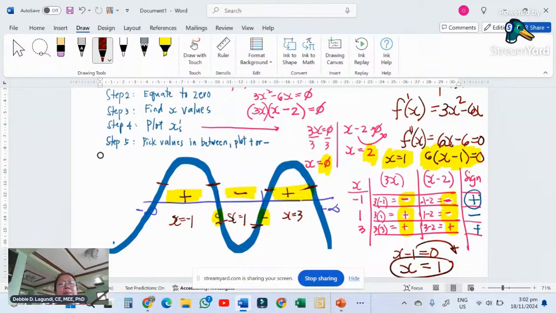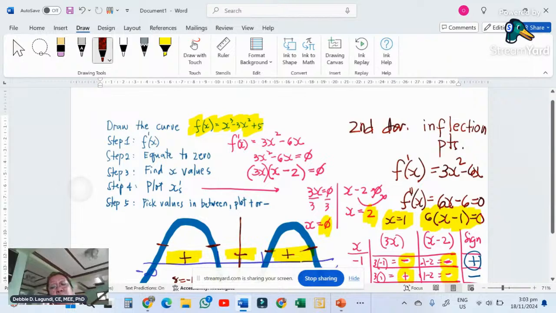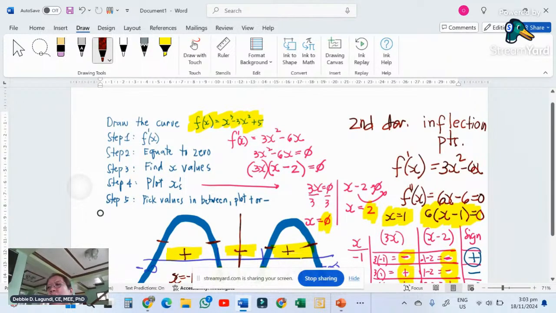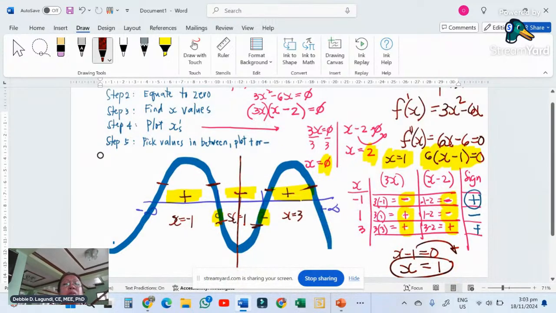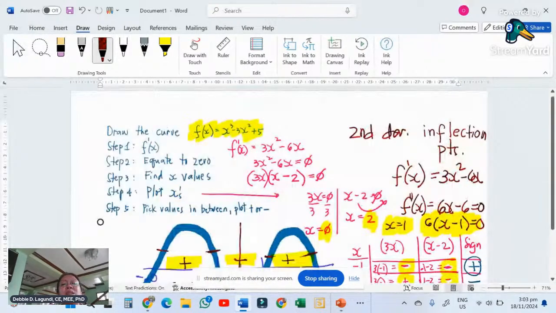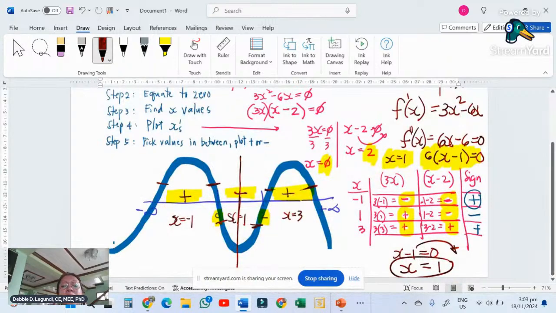So what does it mean? When x is equal to 1, that's where the inflection point is. We have to compute y as well. We get y from the original equation: y is equal to x cubed minus 3x squared plus 5. That is where you're going to get your y.